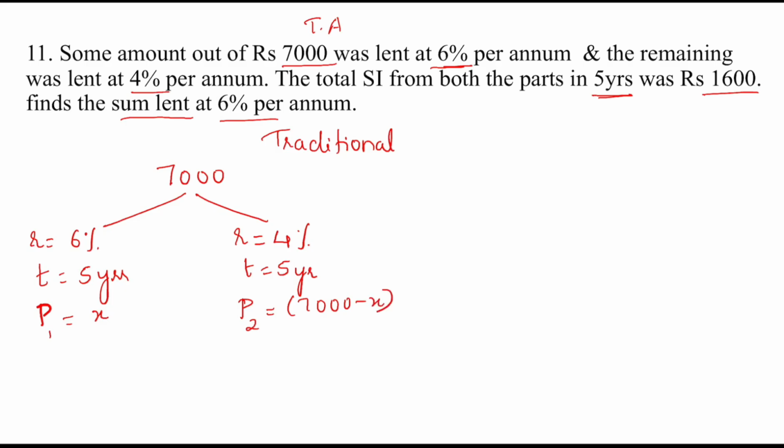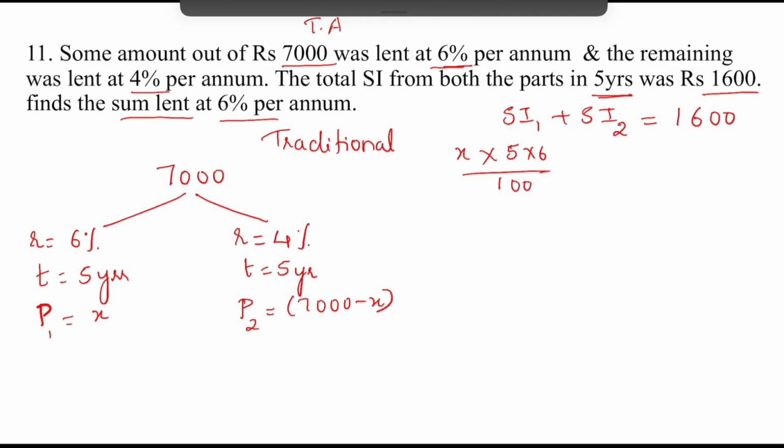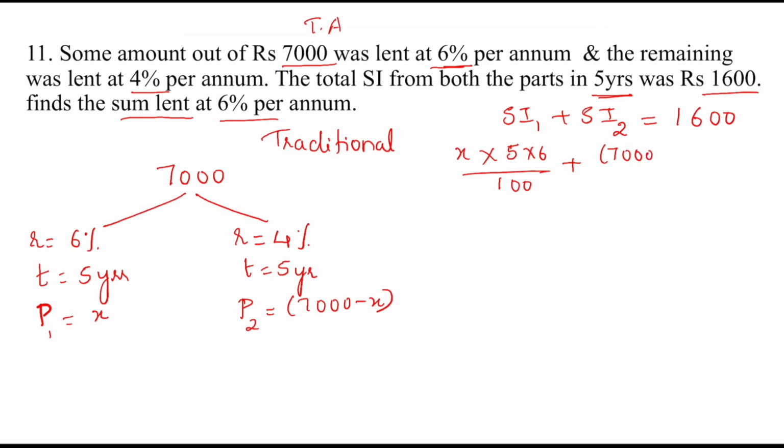Now we know that SI for both the parts, that is SI1 plus SI2, interest for the first part and interest for the second part, together it was 1600, isn't it? So SI1 is PTR upon 100. P is X, T is 5, R is 6: 5 into 6 divided by 100, plus again PTR upon 100. P here is 7,000 minus X, T is 5, R is 4: 5 into 4 divided by 100, which is equal to 1600.